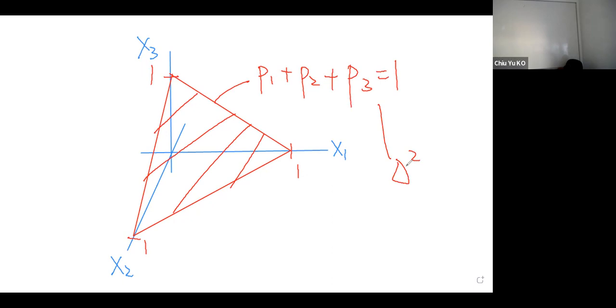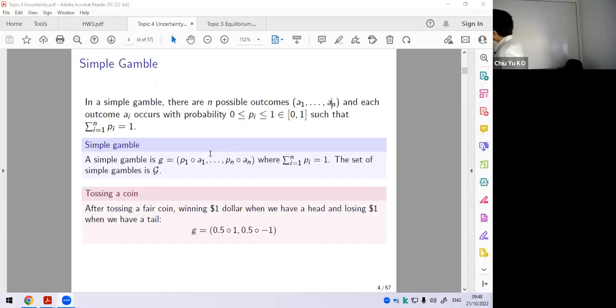To be more exact, you can add up to 1 with me. But we focus on this idea, and we omit the unit notation. So the idea of this is we can have a simple gamble, where each outcome is assigned some probability.